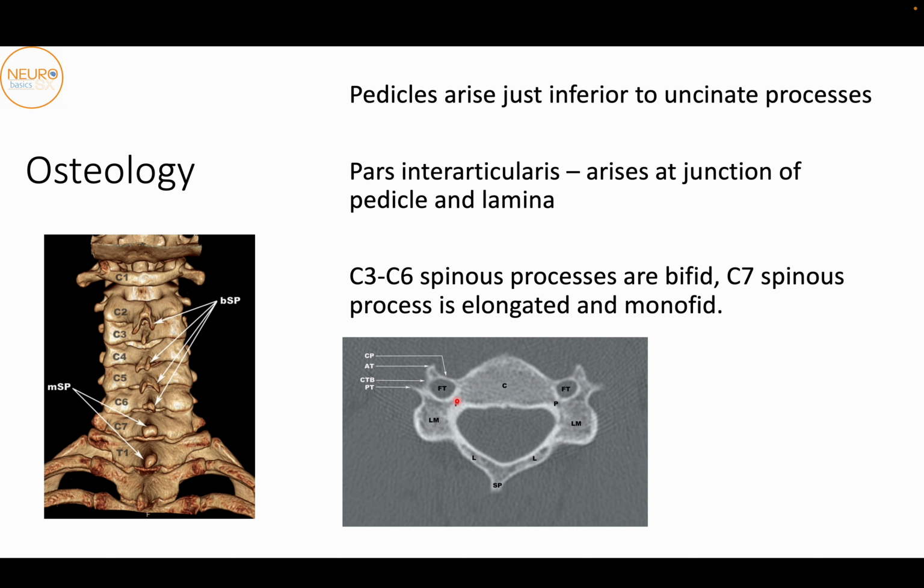Apart from this, you also have the pedicle, which arises just inferior to the uncinate process, runs posteriorly and joins with the lamina. From the lateral aspect of the pedicle and laminar junction arises the pars interarticularis, which will have a superior articular process and an inferior articular process. Apart from that, you also have posteriorly the lamina and the spine. The spinous processes of C3 to C6 are bifid, while the spinous process of C7 is going to be monofid, but it is quite long.